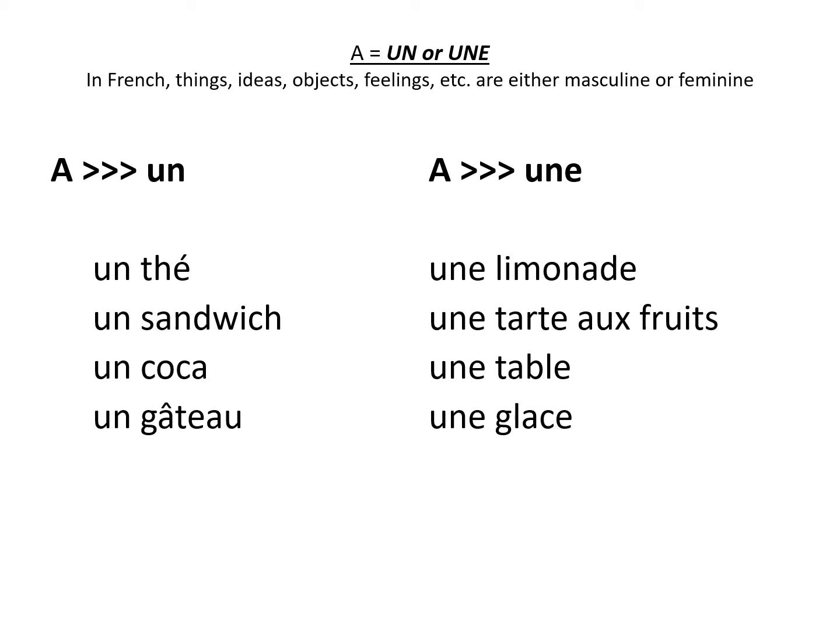On the left-hand side, un thé, un sandwich, un coca, un gâteau are the male words. So if the word is male and you want to say a, you use un. Okay? And if the word is female and you want to say a, for a lemonade, for example, you would have to say une. Une. Okay, does it make sense?